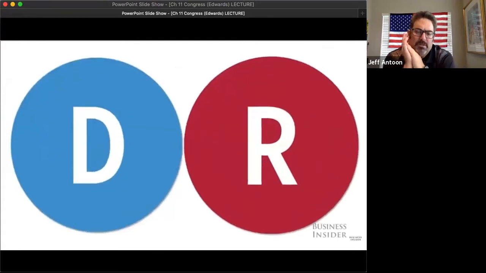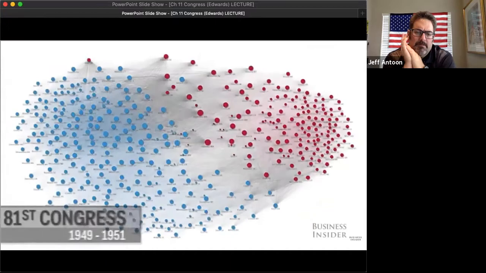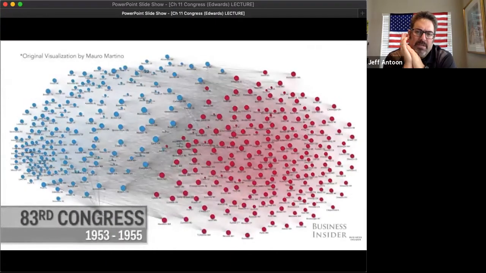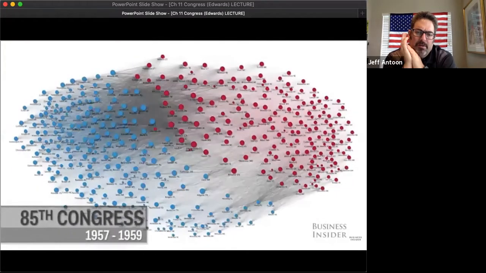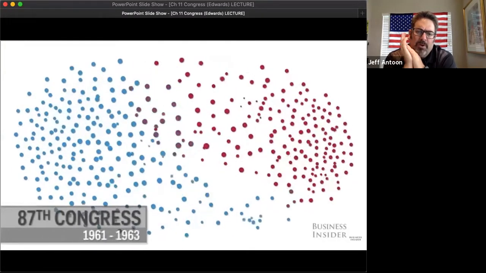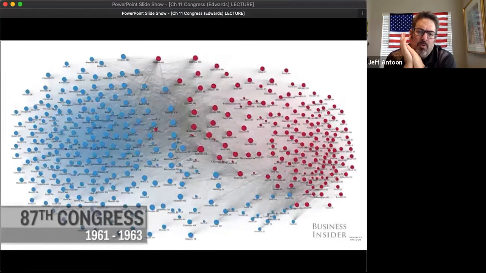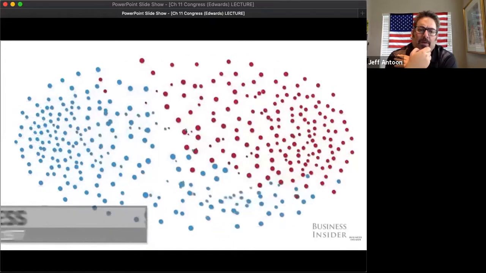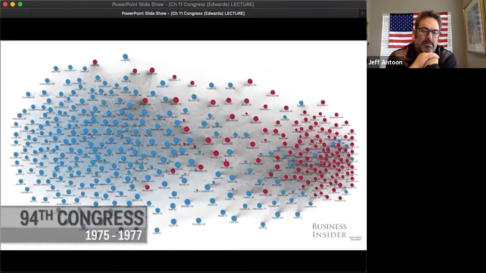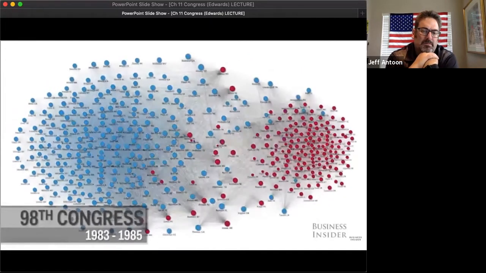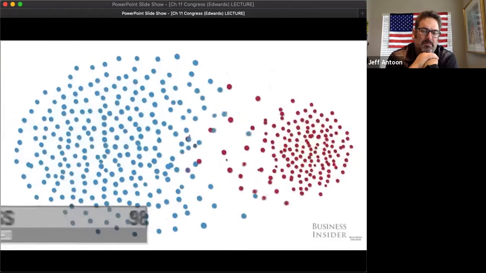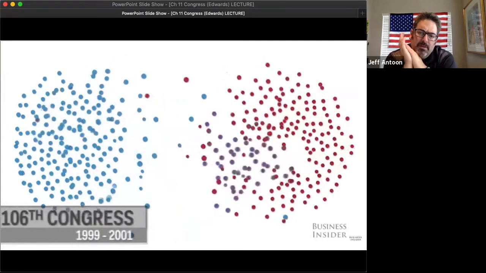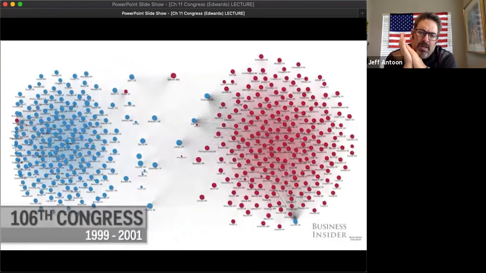Watch the connection. They're working together. You can see them tied together. You go across the aisle, look for the middle. When you see a red or blue dot go across, we're working on it, creating legislation together. And then here's where it starts to become very partisan. You'll see a blue dot on the right and a red dot on the left.